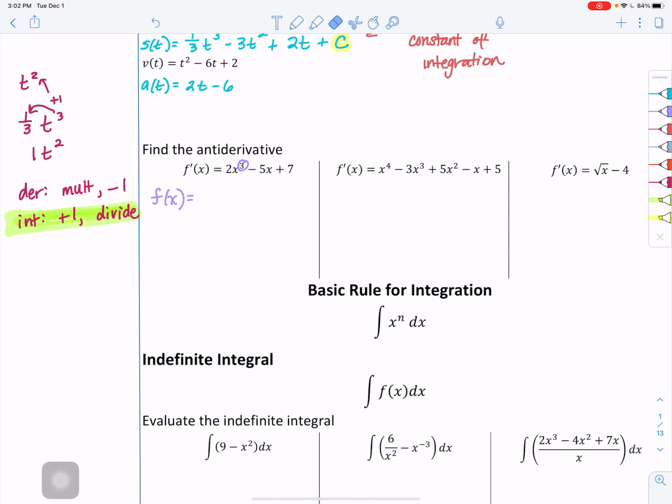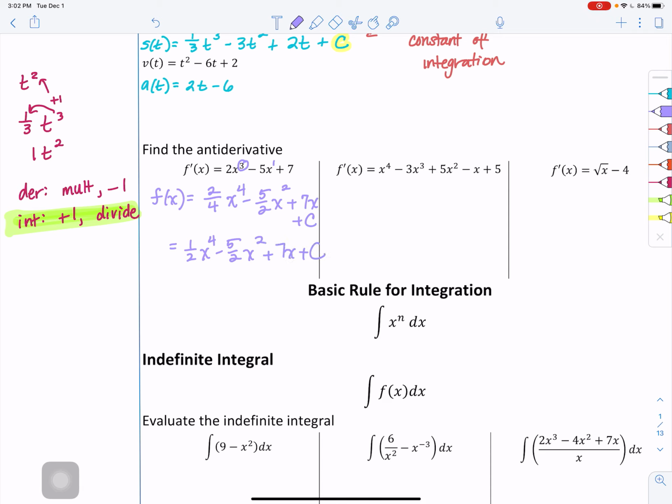I hope I didn't just mess you up. So add 1 to 3 and that's 4, and then divide 2 by 4. Okay, add 1 to that x to the first, it's 2, and divide that by 2. And then what do we take the derivative of and get 7? 7x plus any constant. So I just want to simplify that. 1/2 x to the 4th minus 5/2 x squared plus 7x plus c.